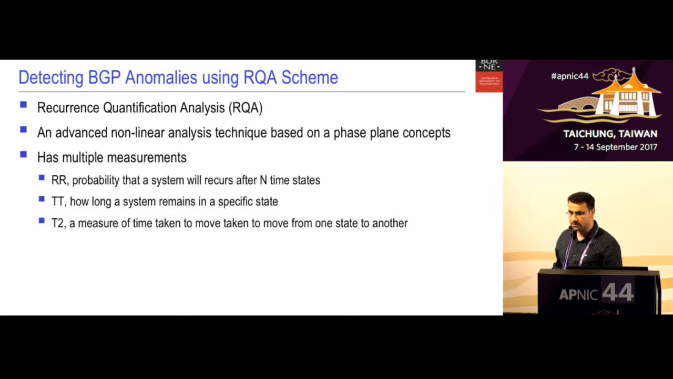RQA has multiple measurements. Each of these measurements measures characteristics of the system over time. For example, RR is the probability that a system will recur after n time steps. TT measures for how long the system remains in a specific state, and the third measurement, T2, measures the time taken to move from one state in the phase plane to another state.